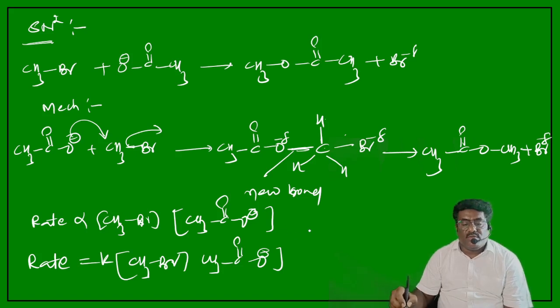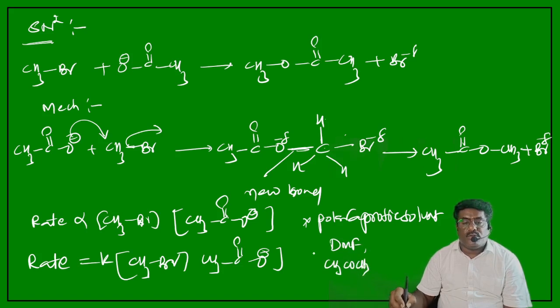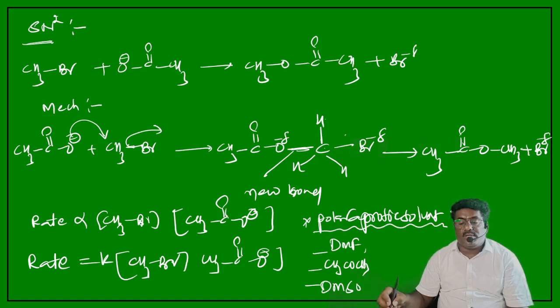It is favored by polar aprotic solvents. What are the polar aprotic solvents? Like dimethylformamide, acetone, and dimethyl sulfoxide. These are the polar aprotic solvents favored for SN2.